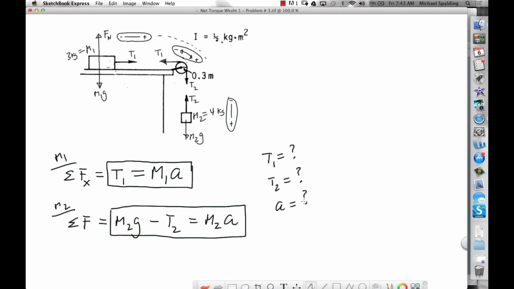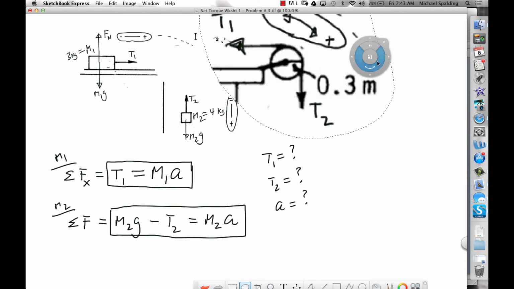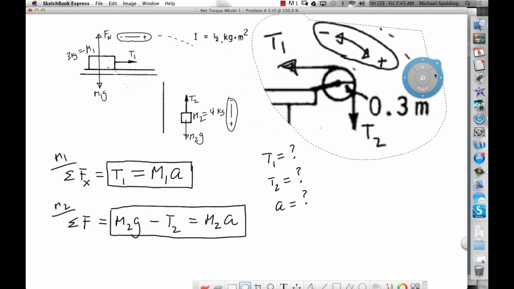Uh-oh. If you have 3 unknowns, how many equations must you have? 3. So how are we going to get a third equation? We're going to focus on the pulley and sum the torques. Okay? Now let's blow the pulley up. Let's blow this up so we can really see it. Ready? So here's the pulley. Ready? Boom. Okay. A little bigger.